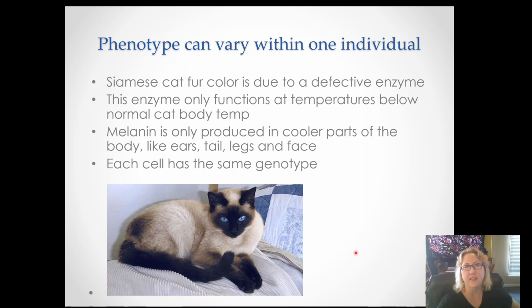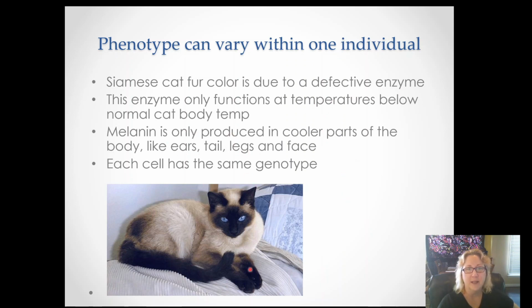Now, sometimes the phenotype will vary within one individual. So probably you've all seen a Siamese cat. There's another related cat variety called a Himalayan that sort of looks like a Siamese cat, but it has longer hair. And they have a defective enzyme. Now, there are several enzymes that make the dark pigment melanin. And for Siamese cats and for Himalayan cats, there's a mutation in one of these enzymes that makes it not function at normal cat body temperature.